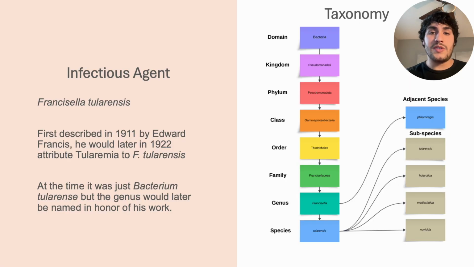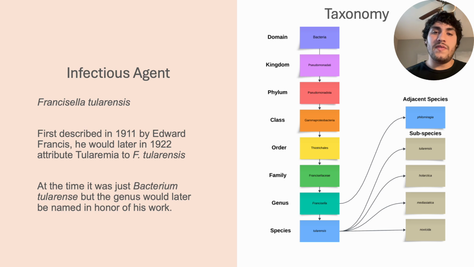But let's talk about the infectious agent, because tularemia was first formally described in 1911 by Edward Francis, the same biologist that would later go on to attribute tularemia to the causative agent Francisella tularensis. But originally, in all of his works, he referred to it as Bacterium tularensis. The genus would later go on to get renamed in honor of all of his work.